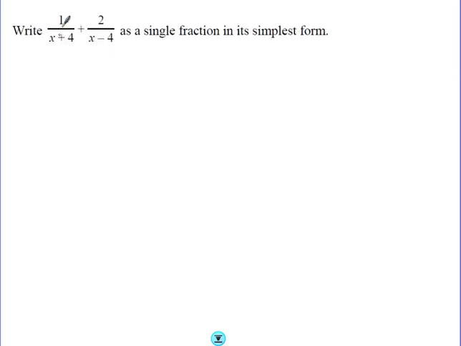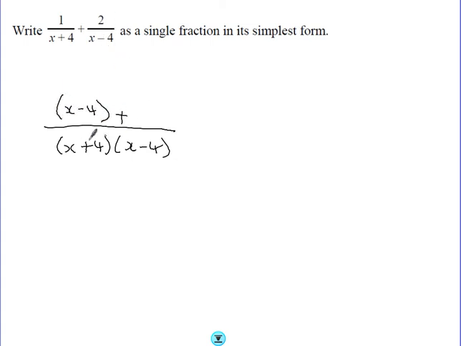Final question then. Right, write 1 over x plus 4 plus 2 over x minus 4 as a single fraction in the simplest form. So with any adding of fractions, we need a common denominator. So with this one, I'm going to have the common denominator where I've got x plus 4 and x minus 4. So for this to be written as something over x plus 4, x minus 4, I've obviously timesed the denominator by x minus 4, so I've got to times the numerator by x minus 4.